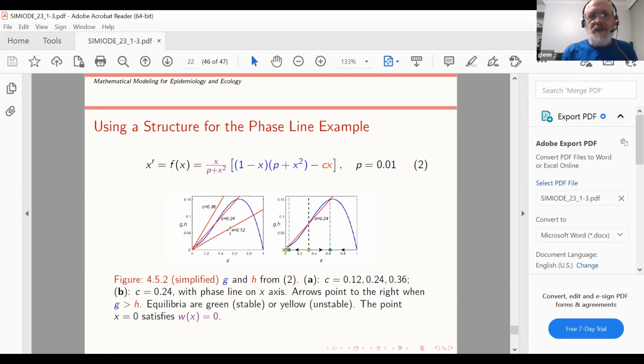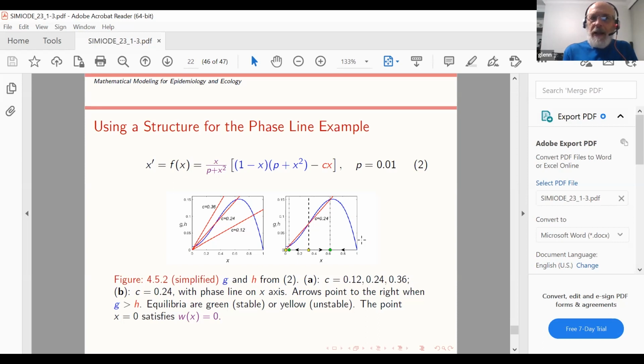So in these graphs, the blue curve is the fixed increase function when p is 0.01, and the red curves in the first graph are for different values of c. So you can see there's some bifurcation going on here. There are c values that have only one intersection for a large x. There are c values that have only one for a small x, and then there are c values that have 3. Let's look in more detail at one of those.